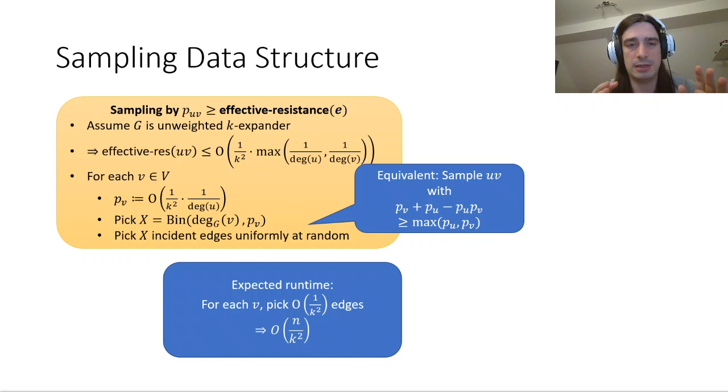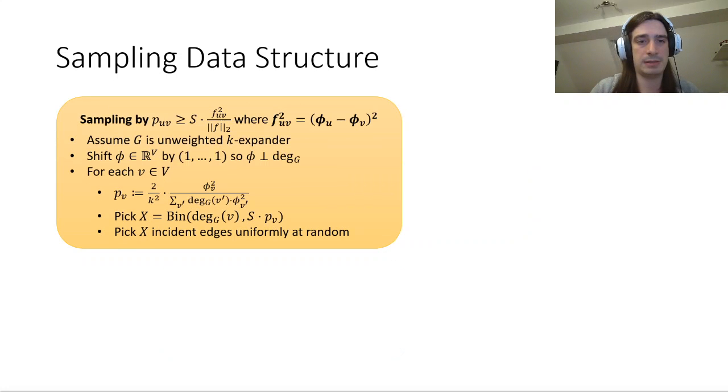All right, and now we want to modify this, so we can also use this for sampling the edges proportional to the flow. So we assume again everything is an expander, and we just want to sample proportional to this flow squared. As a reminder, since we assume it's an unweighted graph, the flow is just the difference of the vertex potentials, and then we square it because we want to sample based on the flow squared. All right. Since we take the difference of the vertex potentials, we can just shift all of these potential vectors by just the all ones vector in such a way that it becomes orthogonal to the degree vector.